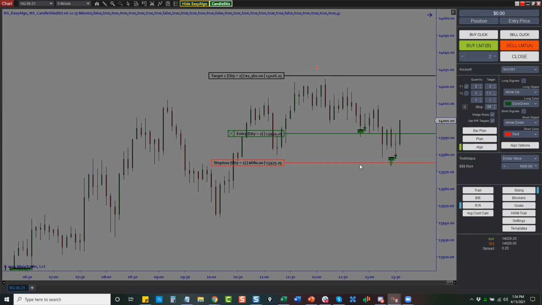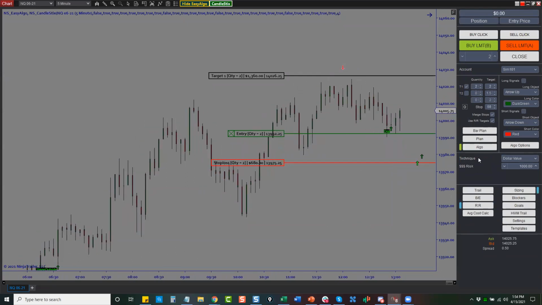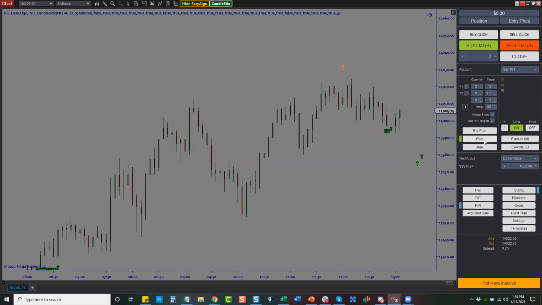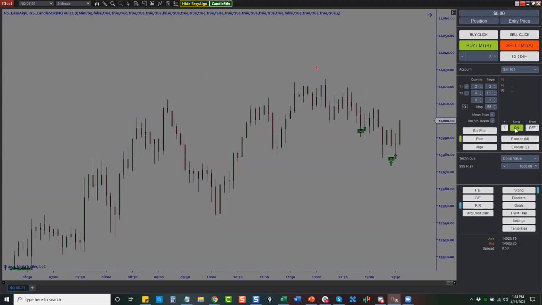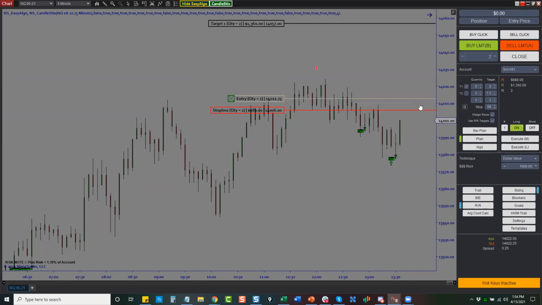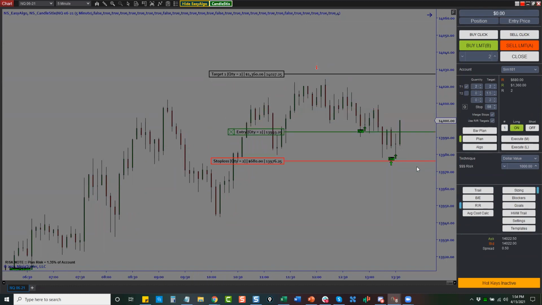There it is. And if I had the algo turned on, long signal on, just like that, at that time it would have fired a trade plan right there. It would have automated that trade plan and got you into the trade immediately, just because we have the algo turned on. So it really depends on whether you want to automate your signals or not.